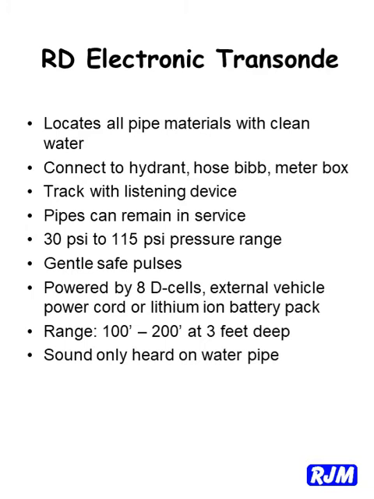The radio detection electronic transom locates all pipe materials with clean water flow. It's simple. Just connect to a hydrant, hose bib, or meter box and turn it on. Follow it with the listening device. Pipes can remain in service. 30 to 115 psi range. It has gentle, safe pulses. It's powered by 8 D cells, an external power vehicle cable, or rechargeable lithium-ion battery pack. The range is typically 100 to 200 feet with 3-foot deep pipes.